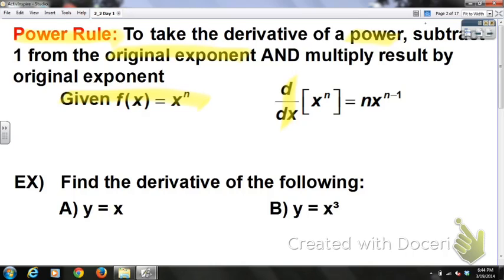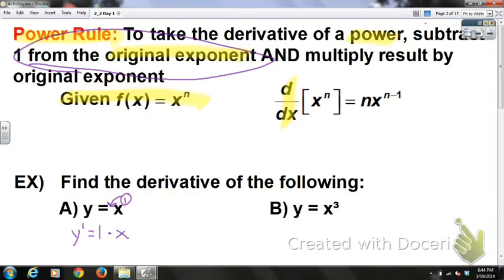So the first question says to find the derivative of y equals x. We know that if there's no power there, it means that the x is being raised to the first power. So what we're going to do is take the first power and multiply it out front of the x. So our y prime, our derivative, is going to equal 1 times x to the 1 minus 1 power, as stated earlier in the power rule.